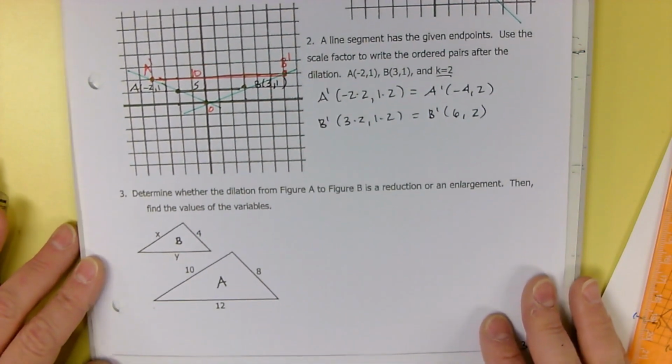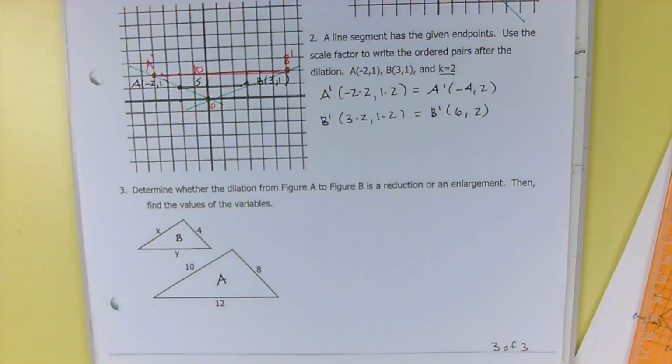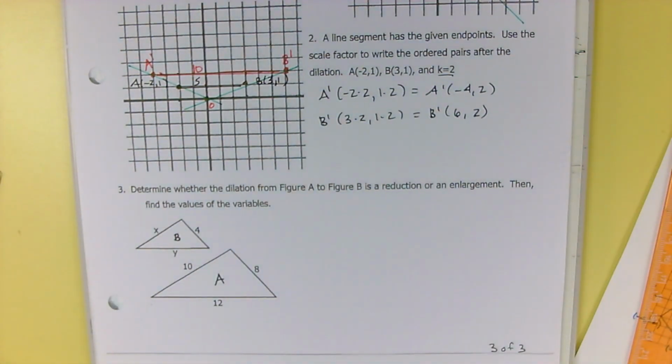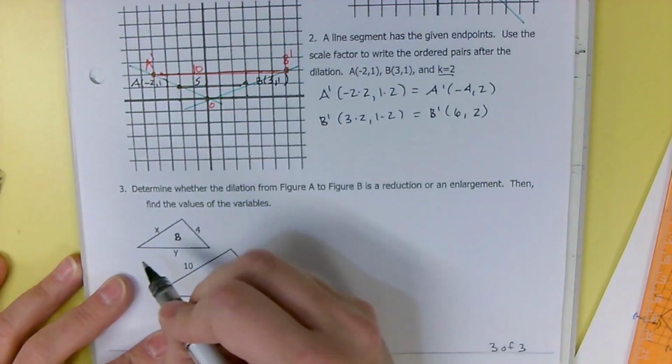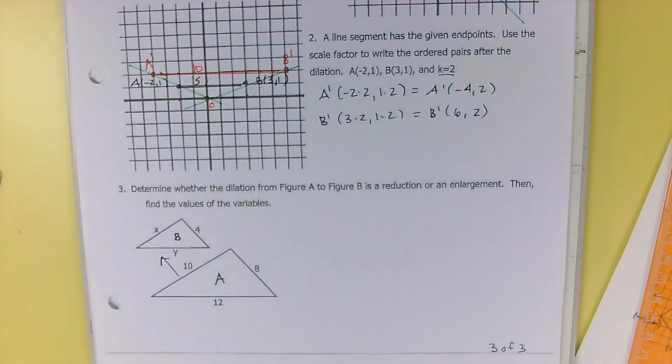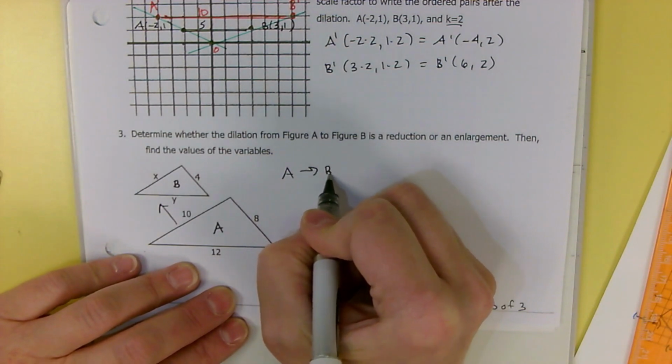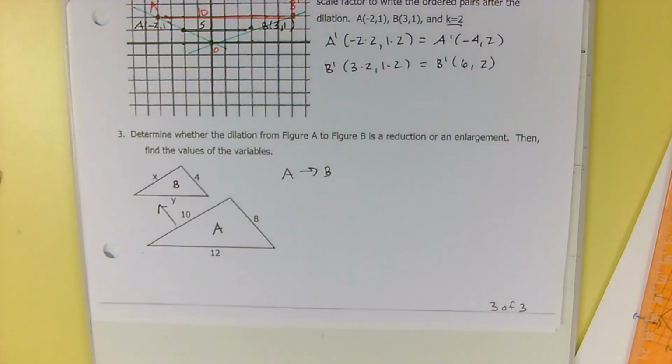All right, last one. These are floating figures, no graph. Determine whether the dilation from A to B is a reduction or an enlargement, and then find the values of the variables. Okay. A to B sure looks like a reduction, but we're supposed to do it mathematically. So what you want to do, we're going from A to B, is you want to pick a side length and see if the side lengths are getting smaller.